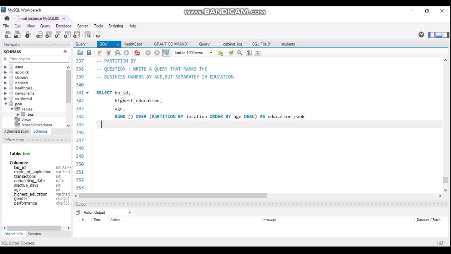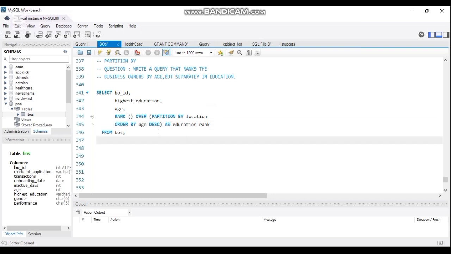So what partition by is doing is that maybe we have BOs from different locations. We have 10 BOs from Abuja, 10 BOs from Ibadan, 10 BOs from Lagos. It will divide them into their locations and give them their ranking based on each location.